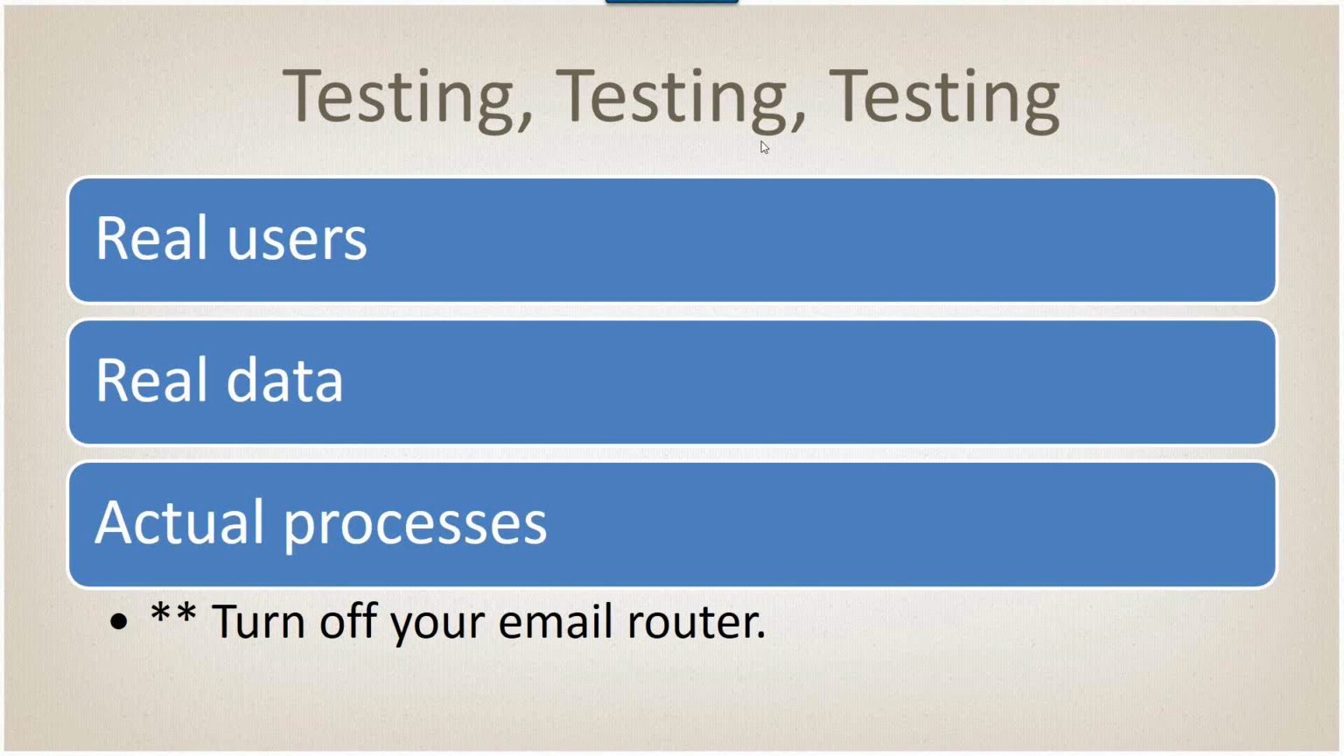Okay, so testing is absolutely the best thing that you can do. Test with real users, test with real data, test with actual processes. Make sure your email router is turned off or your server-side sync is not turned on, so that you don't start sending emails out accidentally. When you get through with all your upgrades, you really need to make sure you're testing everything.